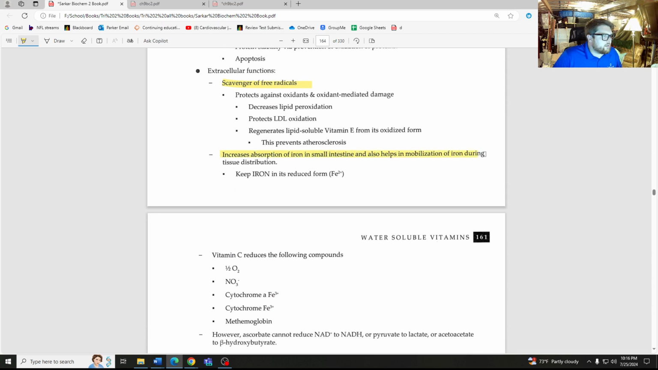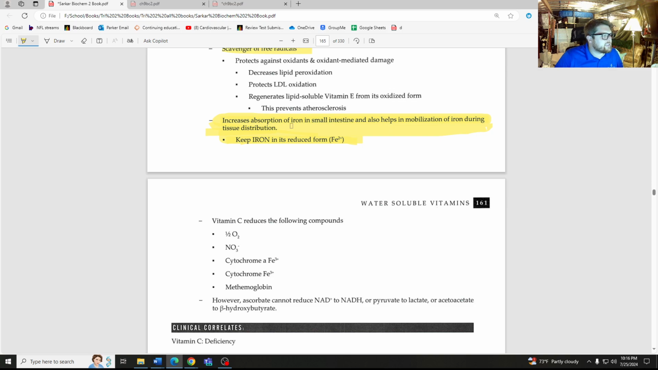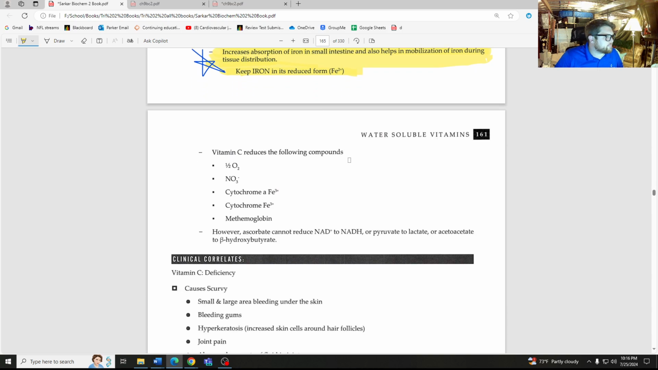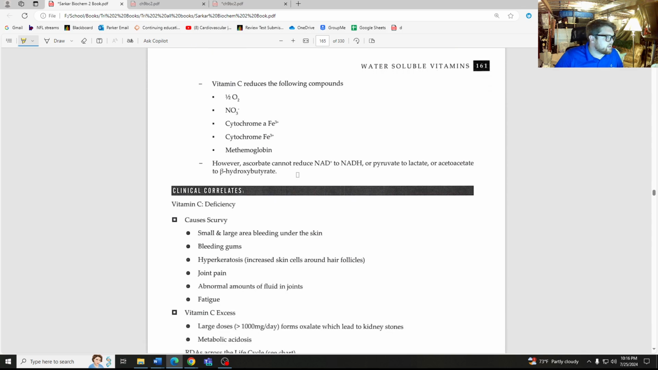This is a big one. Vitamin C increases the absorption of iron in the small intestine. So if you're low on iron, so you have that hypochromic anemia, you also want to increase your vitamin C to help your body absorb iron. This is typically a test question that pops up. Good people like that one. Reduces all of this stuff.